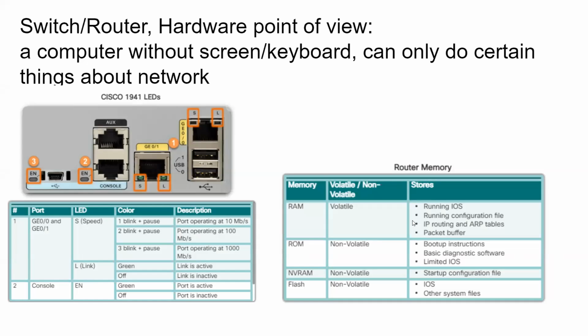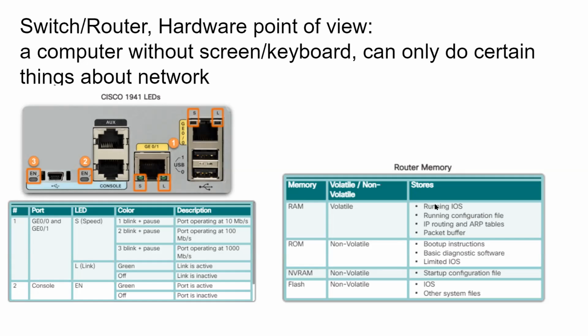So switches and routers, this is a picture of what it looks like from the hardware point of view. It is basically a computer that doesn't have a screen or a keyboard, and you can only do certain things about the network with it. At the bottom left, this thing has LEDs on it. And these LEDs signal its status. It can be green for on, or if the LED is not on, then your link will be off, and it could also blink plus pause to give you other messages.